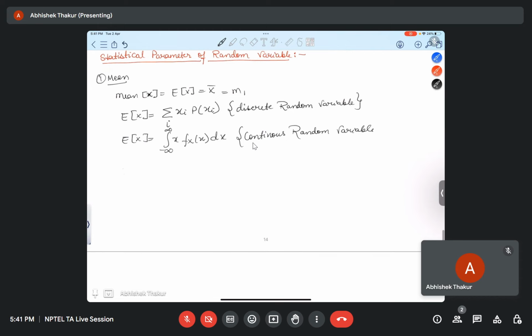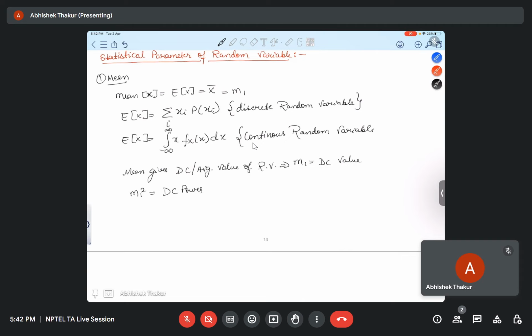And also the mean gives us the DC or average value of the random variable, and M1 square is equal to the DC power. M1 is equal to the DC value. The square of the mean is the DC power. Okay.